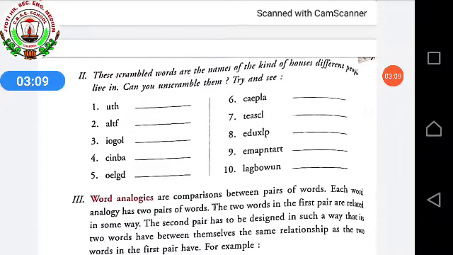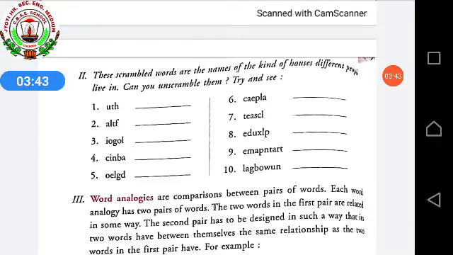Now, the second one. These scrambled words are the names of the kind of houses different people live in. Can you unscramble them? Try and see. Scramble means unarrange. So these letters are not arranged. You have to arrange the letters and find the kind of houses different people live in. Like the first one, U-T-H. So it can be H-U-T, hut.